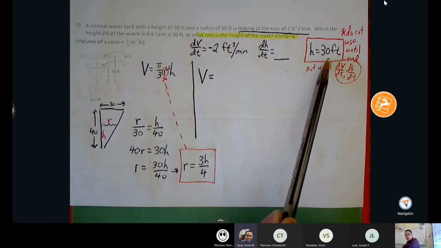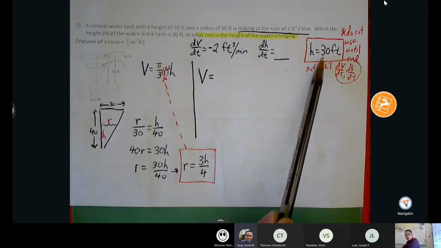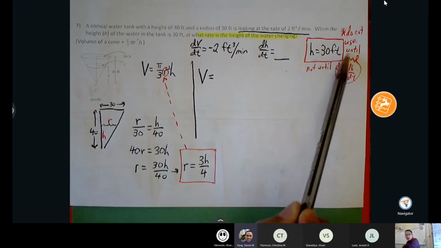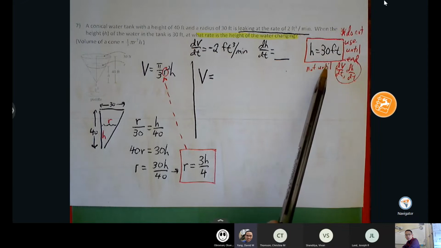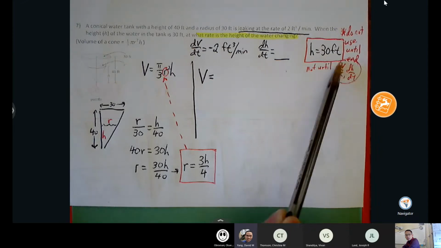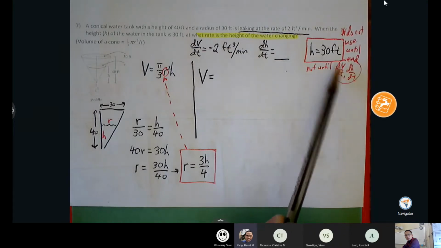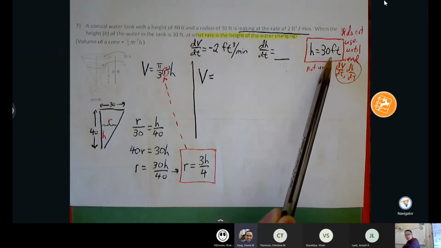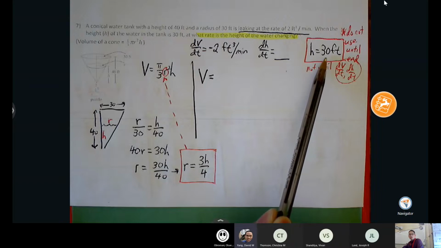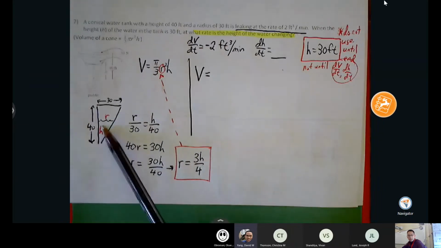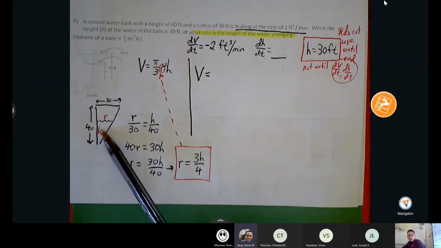So this is a very specific value, but overall, we know that the height of the water level is always changing. So the thing to keep in mind is that we do not want to use this value until the very end. We're not going to use it until our dV/dt, our dH/dt shows up, or some sort of a derivative shows up, because if we plug it in too soon, it's going to cause issues. Okay, we don't want to lose the fact that this h is not constant.